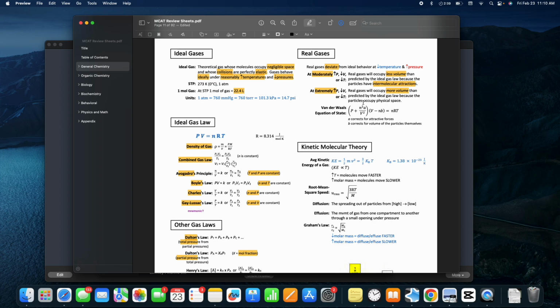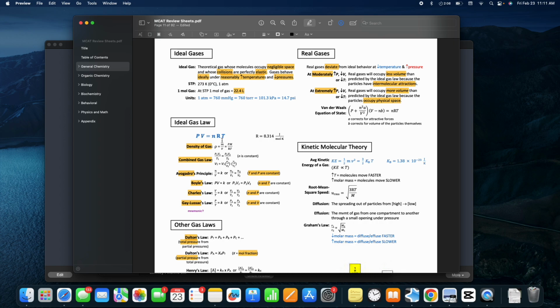So in extreme conditions, it's about occupying physical space. But with ideal gases, they did not. They occupied negligible space. And the van der Waals equation of state is P plus n squared a over V squared, times V minus nb, equals nRT.